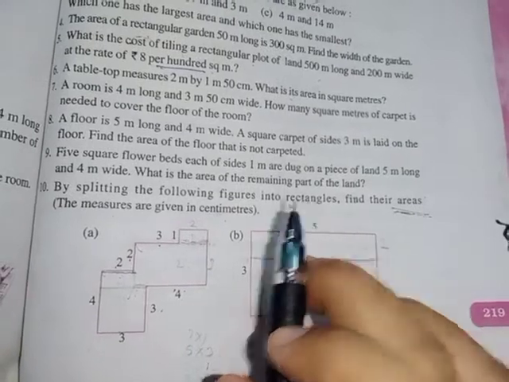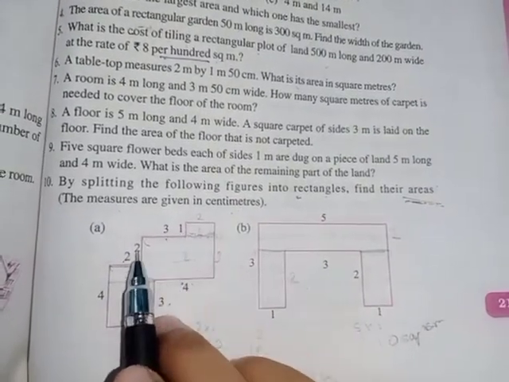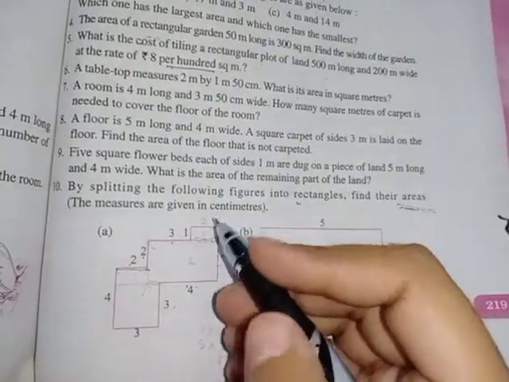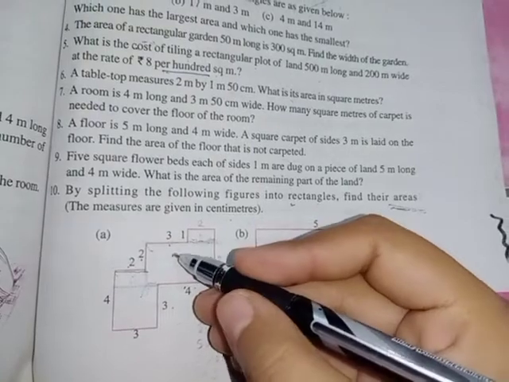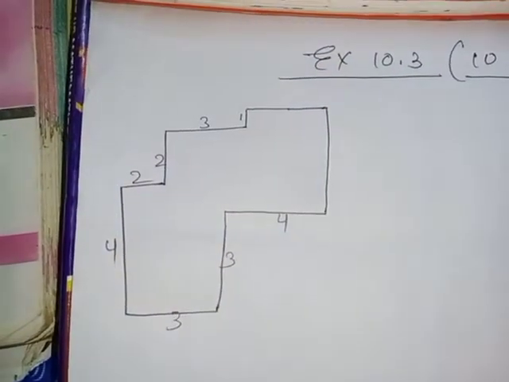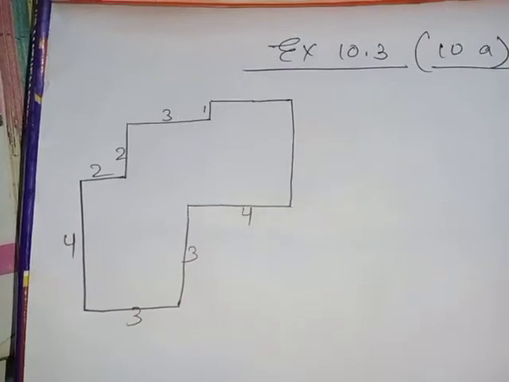The measures given here are in centimeters. Whatever numbers are written here, all these are in centimeters, that is 4 centimeter, 3 centimeter and so on. So the first step is just to split it into different rectangles. How do we split into rectangles? Pay attention. We'll start from the top.